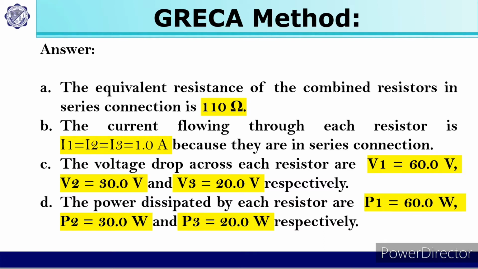And lastly, the power dissipated by each resistor are, for resistor 1, the power is 60 watts. For resistor 2, the power is 30 watts. And for resistor 3, the power is 20 watts respectively. Other questions and clarifications, feel free to ask our GCAP during our class time.